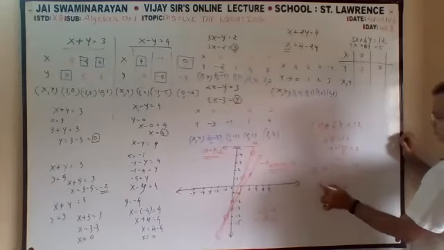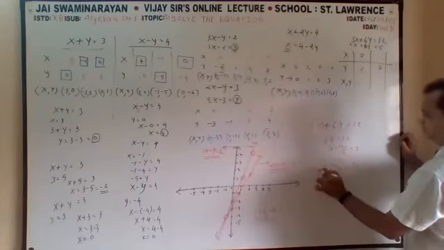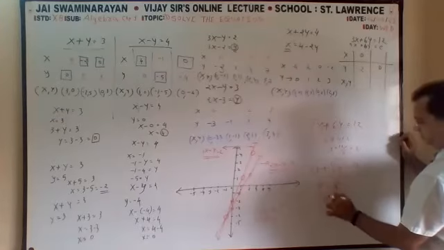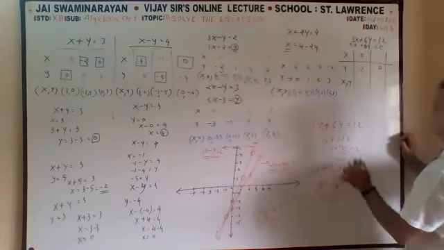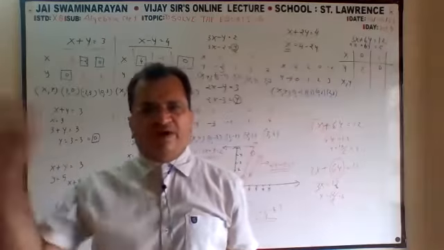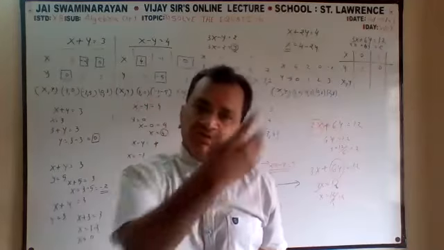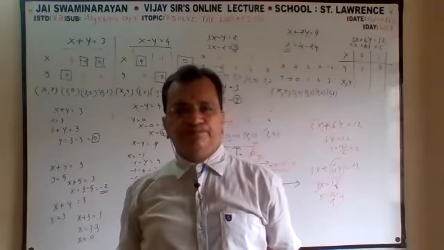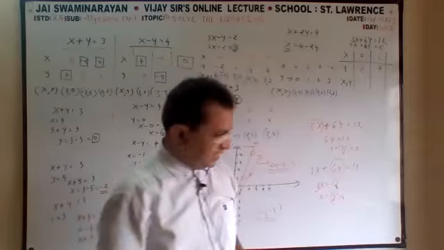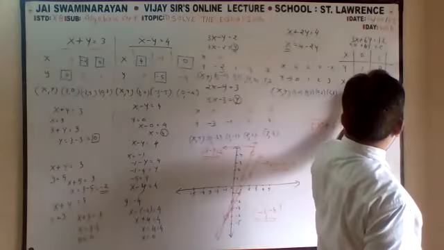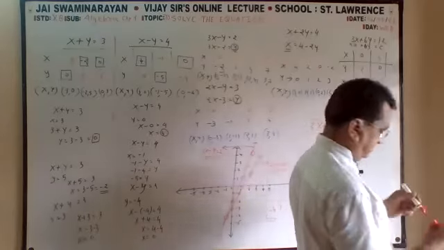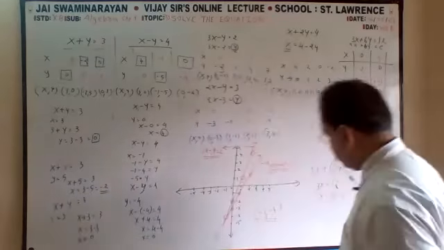Now y is equal to 0, so 3x is equal to 12, so x is equal to 12 by 3, which is 4. Substitute x is equal to 0, find y. Substitute y is equal to 0, find x. Like that, you can find at least two answers. First x, then y. Now let's solve by graph.